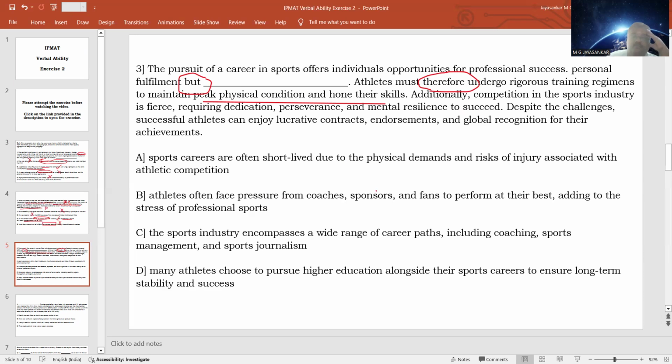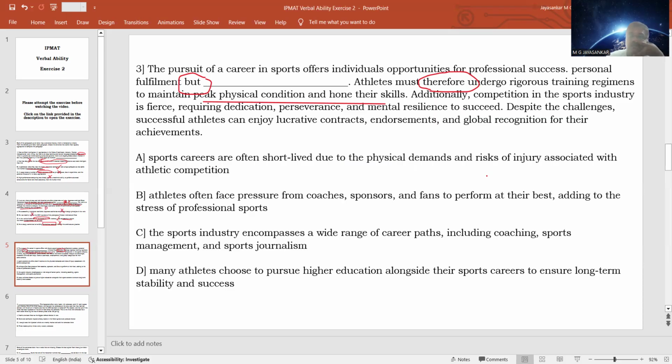So option A: sports careers are often short-lived due to the physical demands and risks of injury associated with athletic competition. So good answer, because it says that even though there are a lot of opportunities to succeed, but sports careers are often short-lived due to the physical demands.